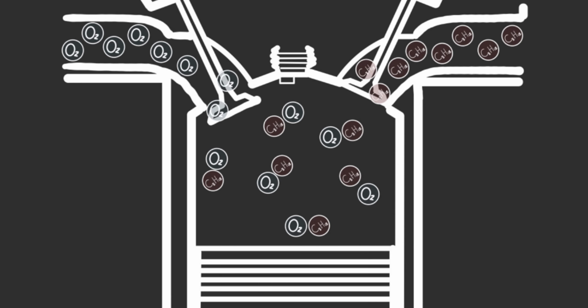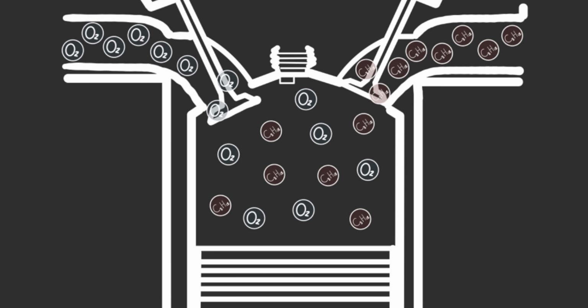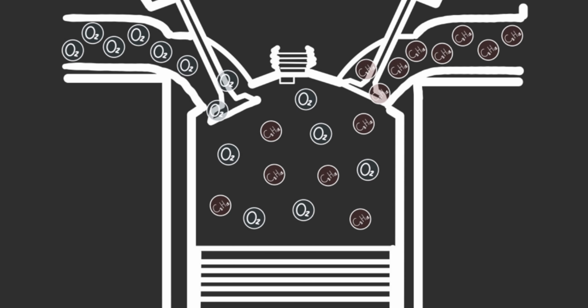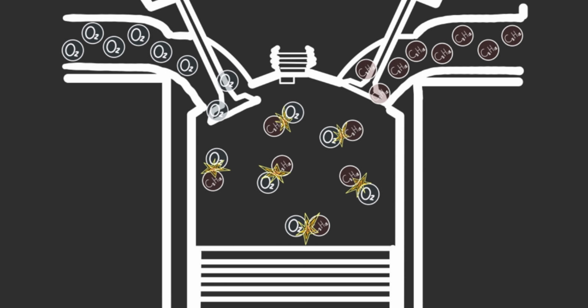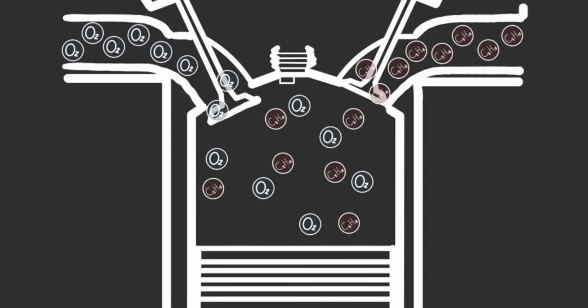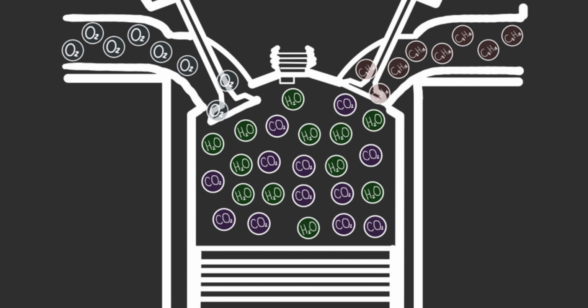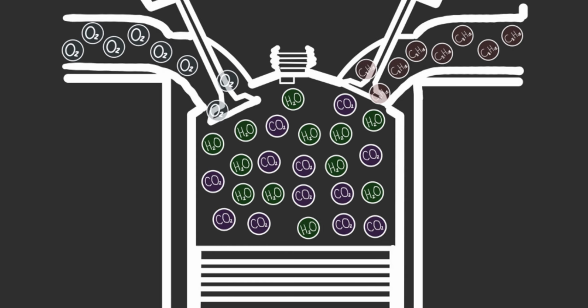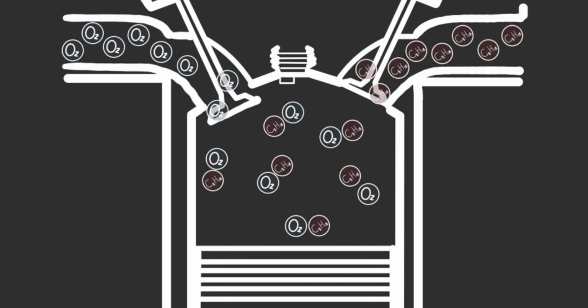Now we can see that the oxygen molecules and the C8H18 molecules are colliding with each other to produce CO2 and H2O. Scientifically, this is known as a combustion reaction, which is why we call this process fuel combustion. In this kind of reaction, we see a hydrocarbon interacting with oxygen to produce carbon dioxide and water.